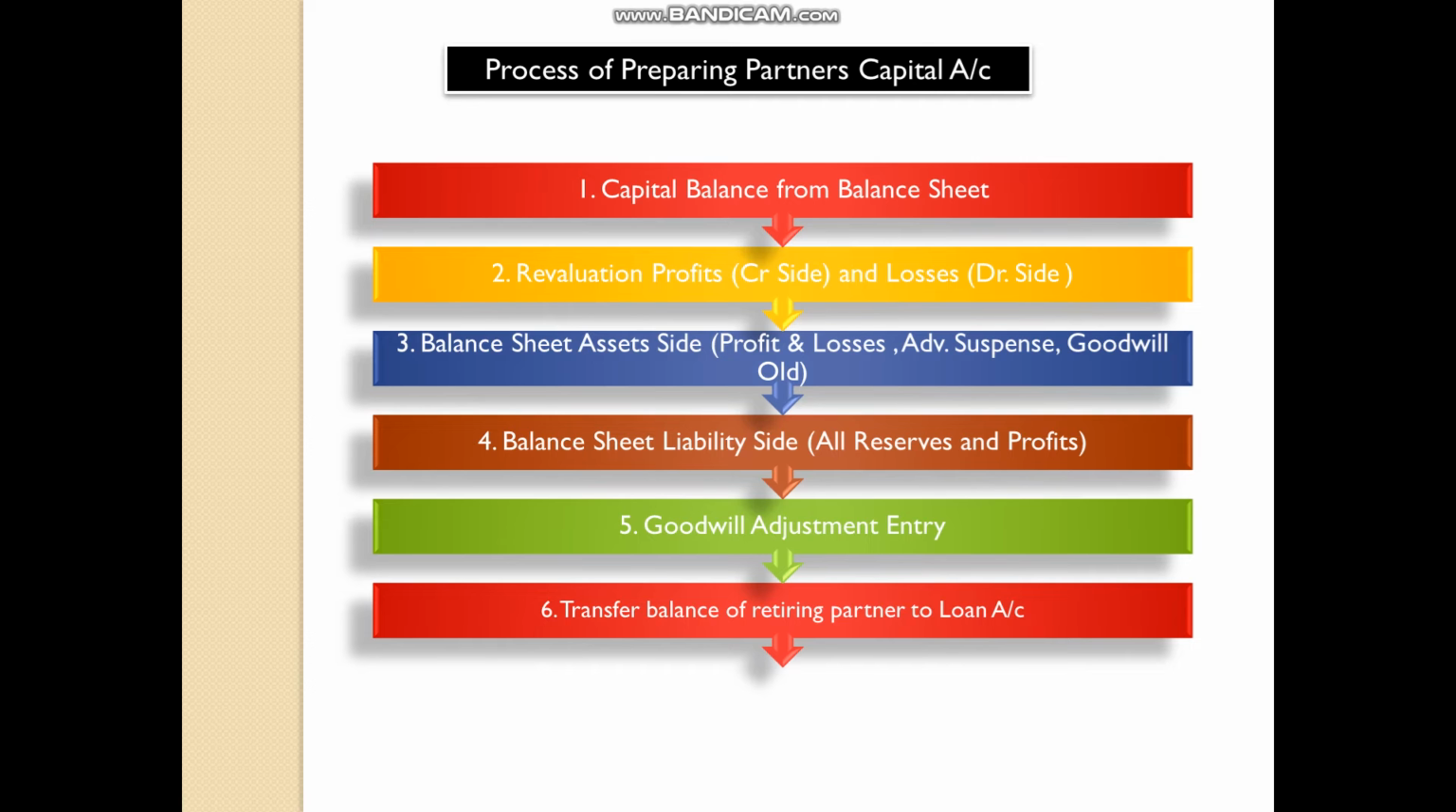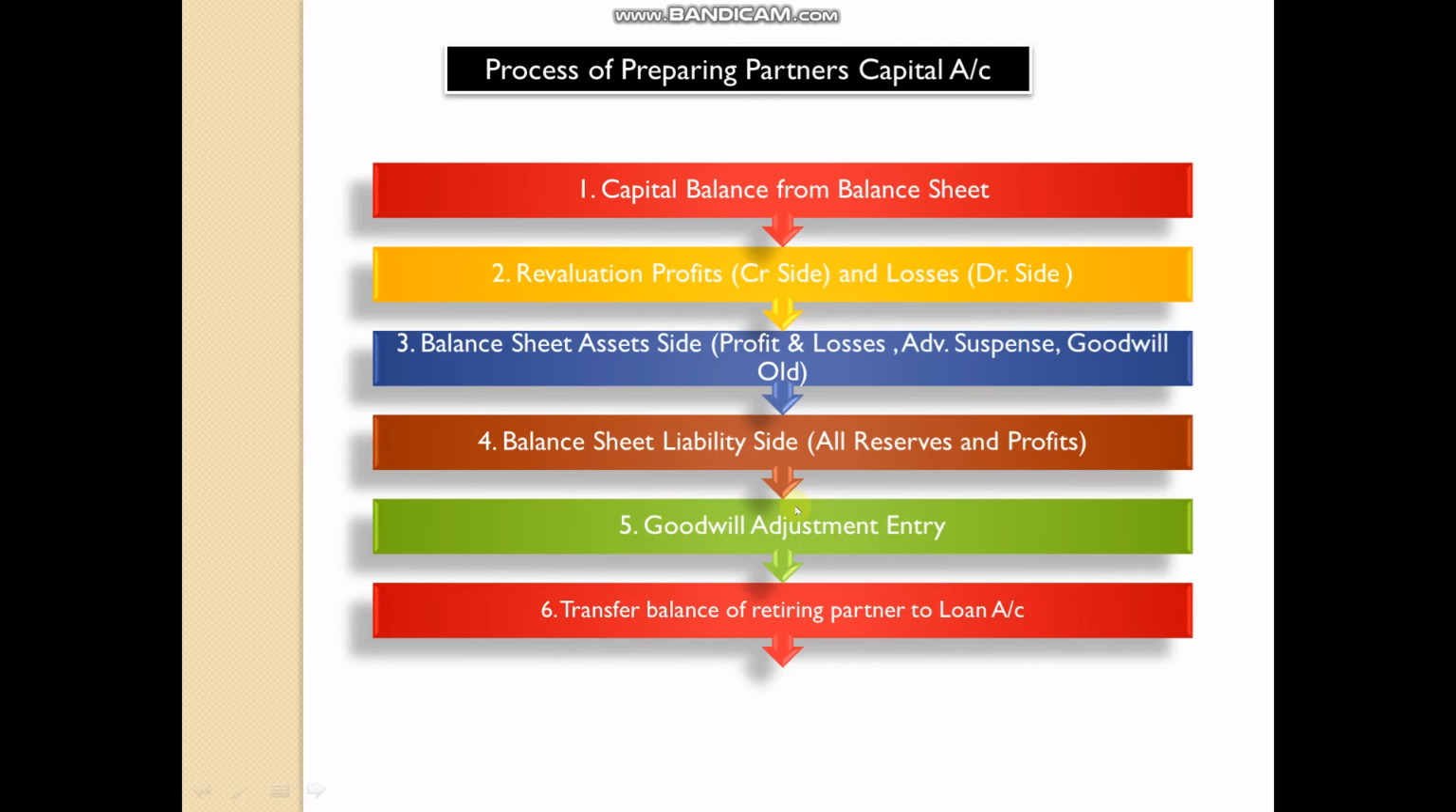So these are the six steps we have to follow. First, capital balances from the balance sheet. Second, revaluation profits and losses. Third, the balance sheet asset side. Here we will see three items: profit and loss, advertisement, suspense, and goodwill. If these are given, then put them on the debit side of the partners' capital accounts. If not given, no such treatment is required. Fourth, from the balance sheet liabilities side, all the reserves and profits are shown on the credit side of the partners' capital.